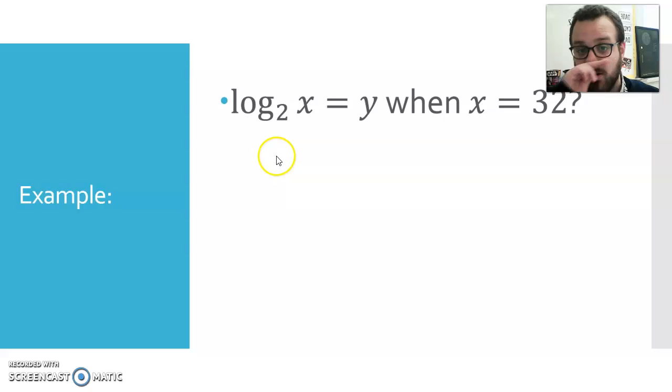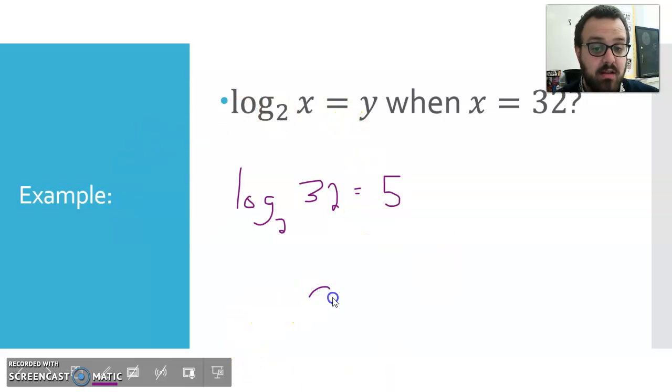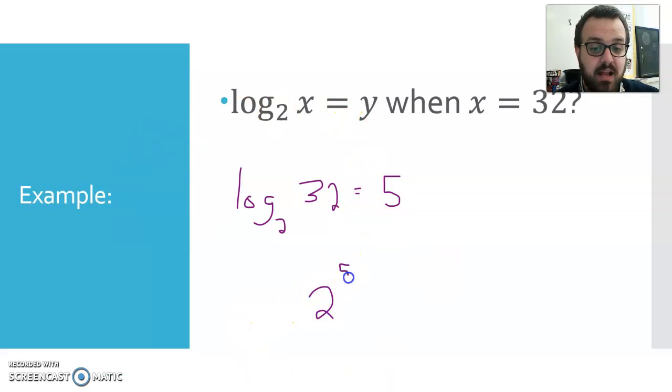Here's another example. Log base 2 of x equals y. What about when x is 32? So the log base 2 of 32, what that is asking is, 2 to what power gives you 32? And the answer to that would be 5. 2 to the 5th power gives you 32. So we could rewrite this answer using an exponential: 2 to the 5th power would equal 32. If I take 2 to the 5th power, I get 32.